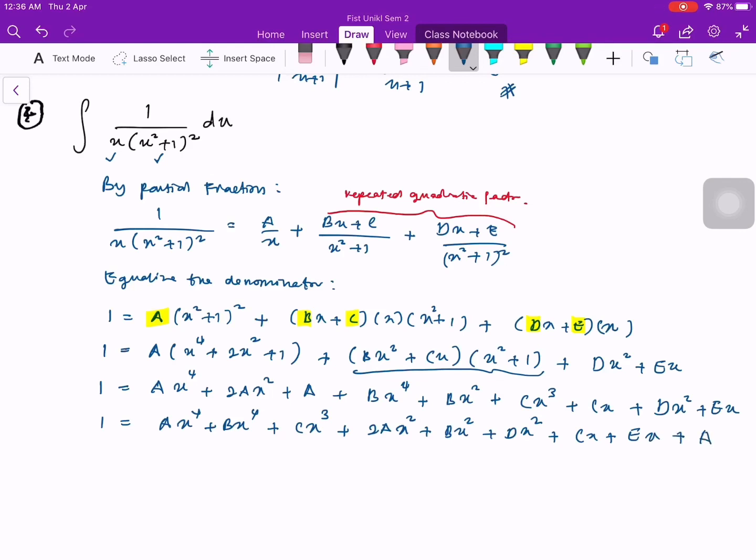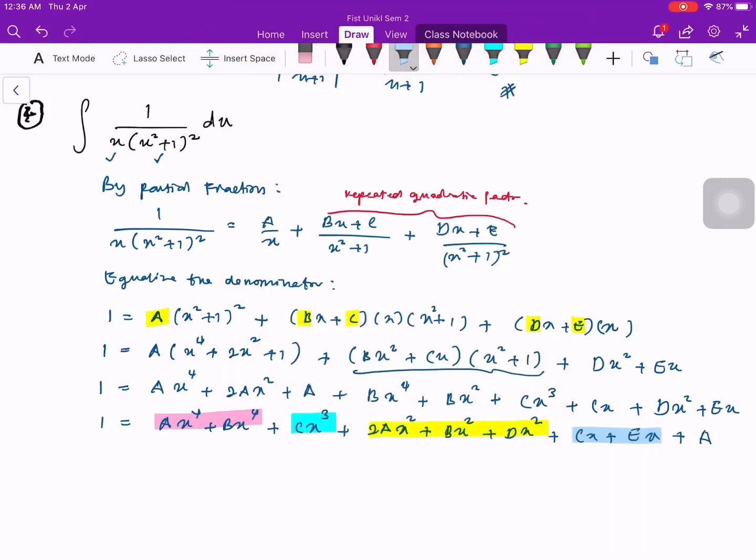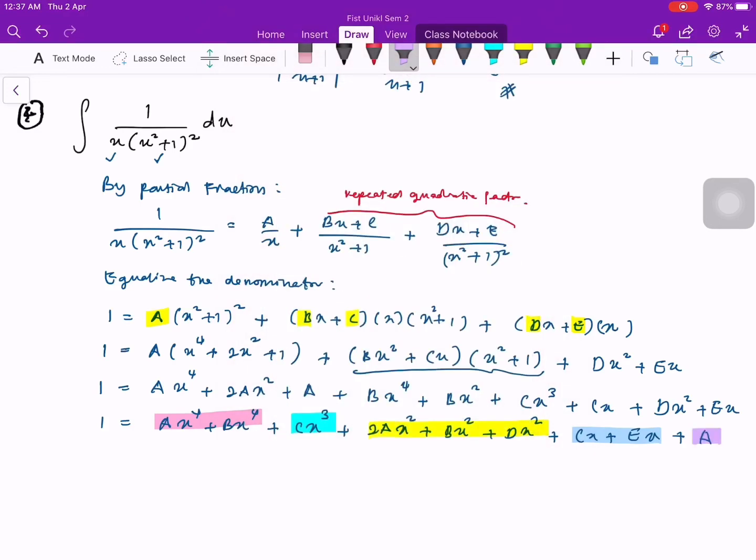Okay, now saya highlightkan dulu x to the power of 4. Okay, then we have x cubed, then we have x to the power of 2, and also we have x, and lastly we have a constant. Okay, so this part is the constant. All right.